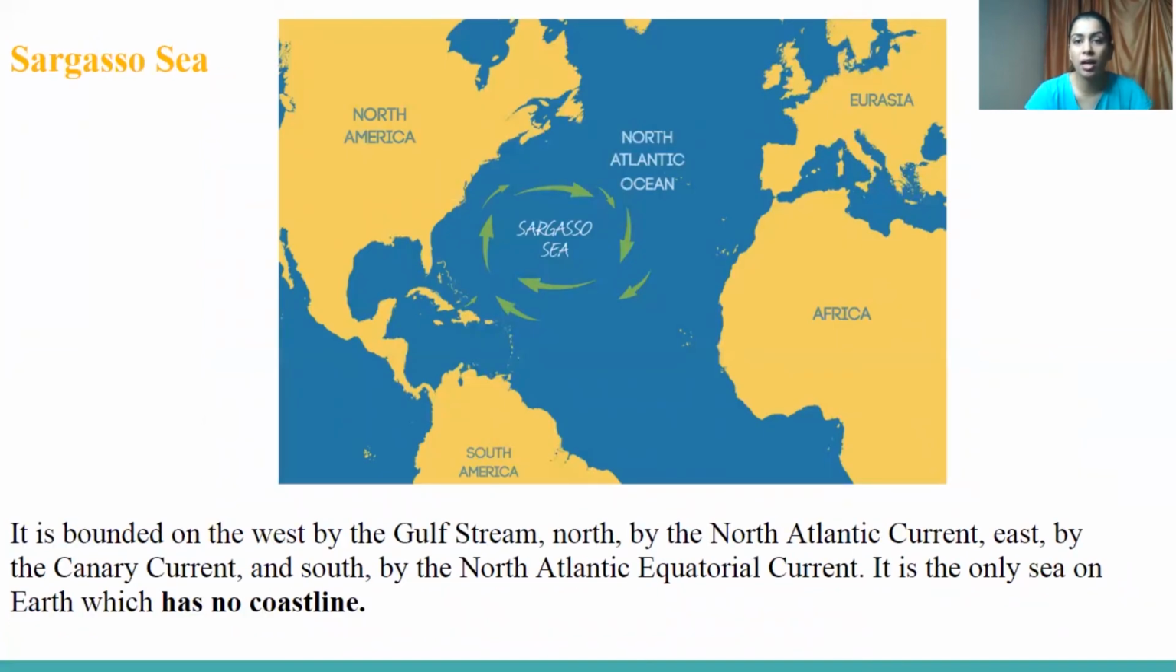The next is the Sargasso Sea. So it is bounded on the west by the Gulf Stream, north by the North Atlantic Current, east by the Canary Current, and south by the North Atlantic Equatorial Current. It is the only sea on earth which has no coastline.